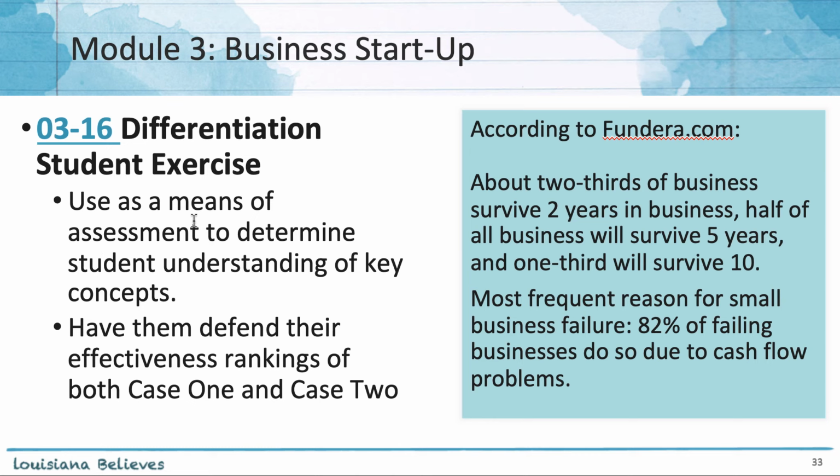And 0316 is a differentiation student exercise. It helps them think through the process of what makes their product different than everyone else's. And then have them defend their effectiveness ranking of both Case 1 and Case 2.